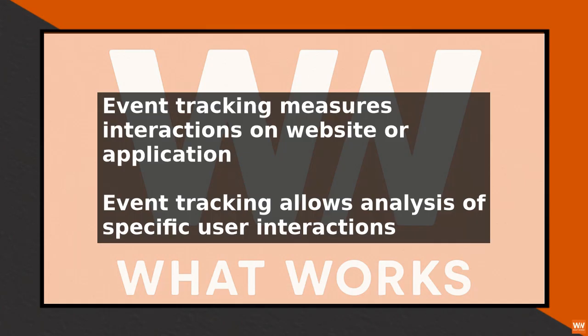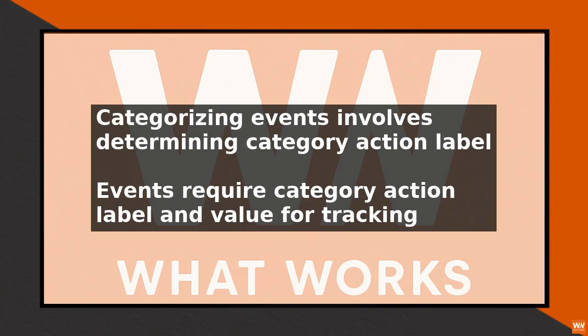To start tracking events, you need to have a Google Analytics account and a property set up for your website. Once you have this, you can begin by categorizing the events you want to track. This involves determining the category, action, label, and value for each event. For example, if you want to track a button click, the category might be navigation, the action might be click, the label might be the name of the button, and the value might be the destination page.